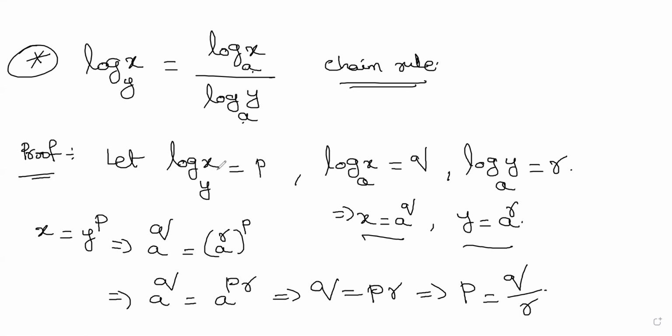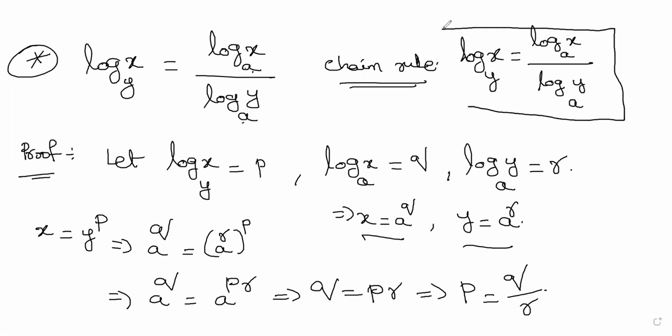What is p? To start with, log x to the base y is equal to p. What is q here? Log x to the base a, and r is nothing but log y to the base a. And that proves the chain rule, first part.